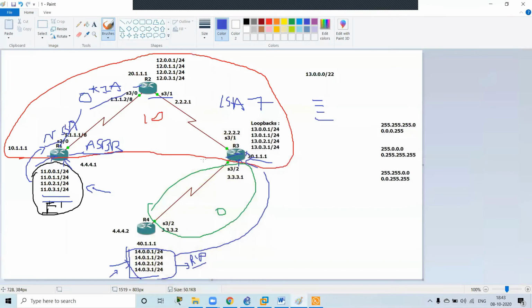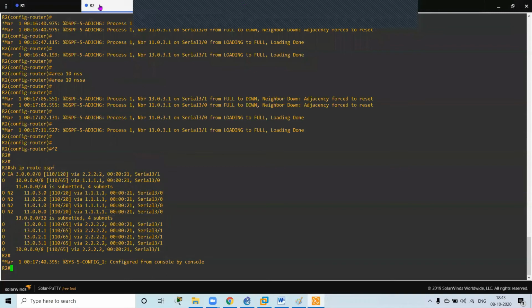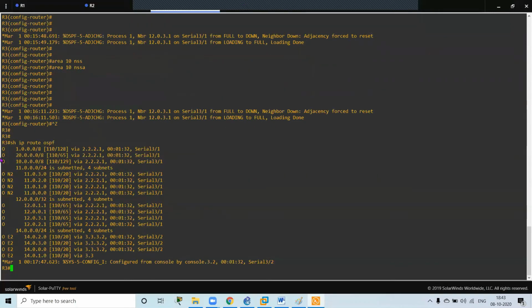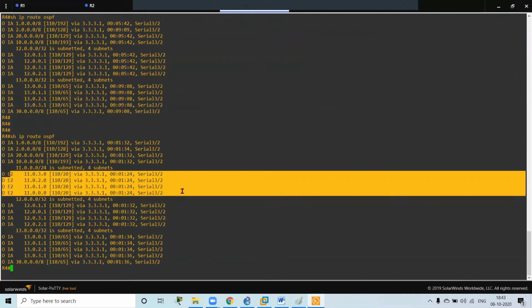Guys, see, whenever the external routes pass the stub area, here they will be LSA 7 on this area 10. But when they pass this area and come into another area, they will become LSA 5, E1, E2 routes. The same thing is happening over here. 11.network are N2 routes here. On R3 also they are N2 routes, but on R4 they became E2 routes, LSA 5, E2 routes. Correct?